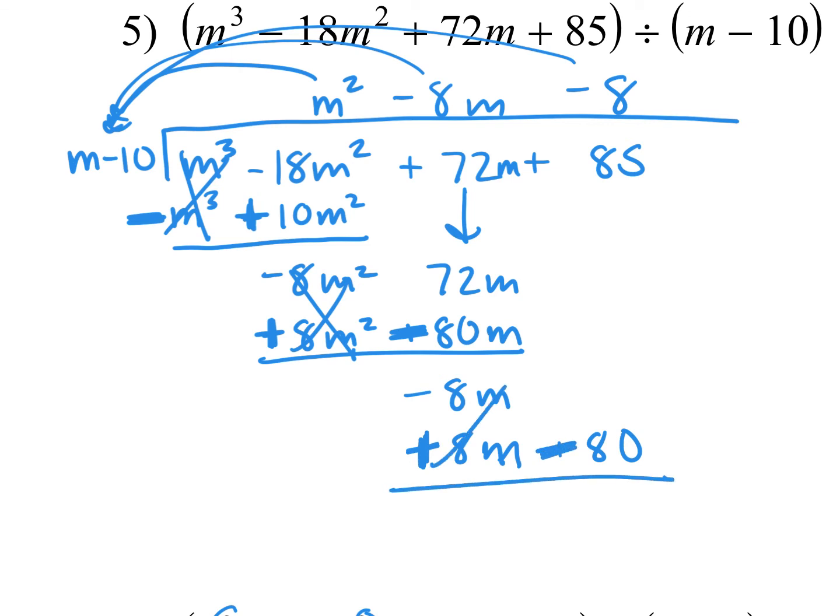Then bring down the 85. So it's 85 minus 80, which is 5. And then once I run out of m's, what do you think the 5 is? My remainder. Yes.